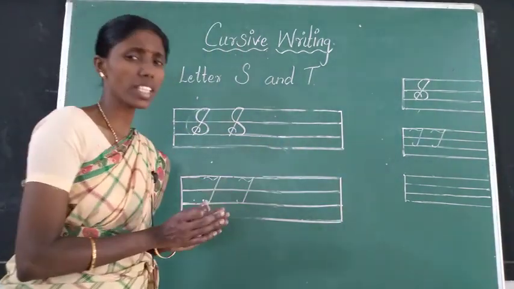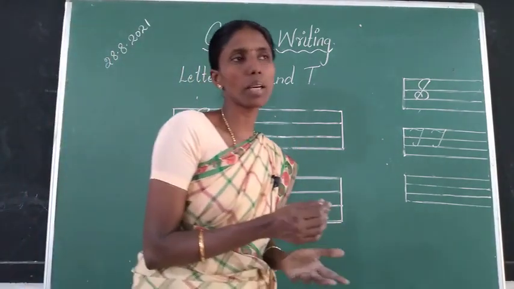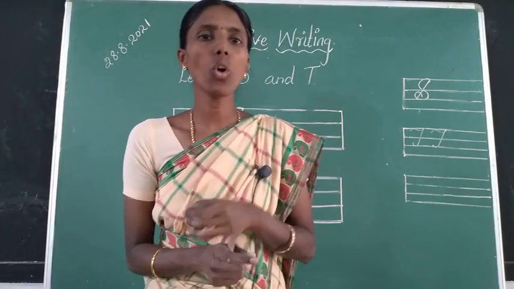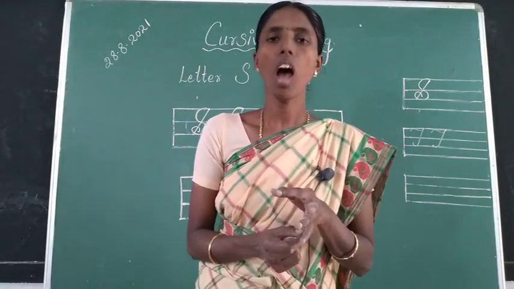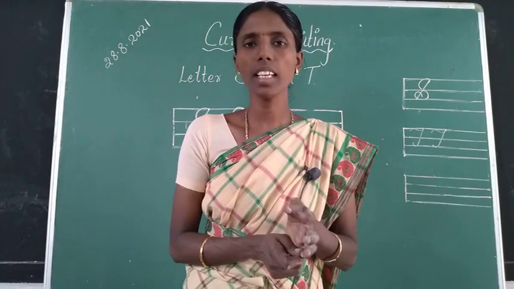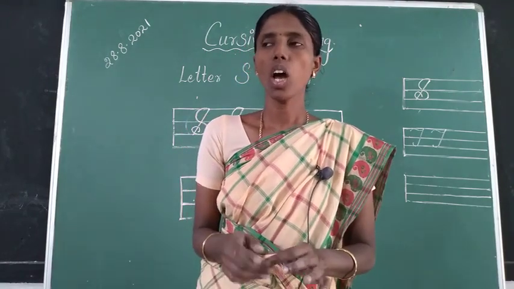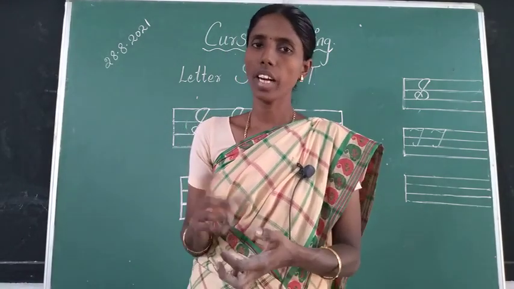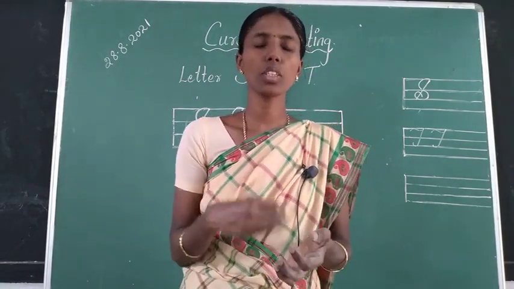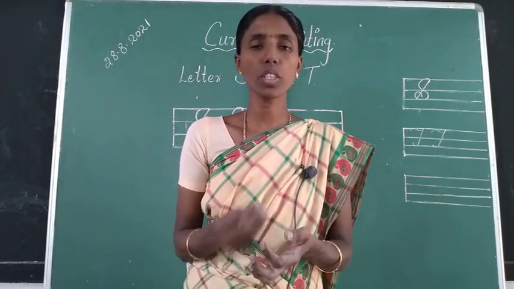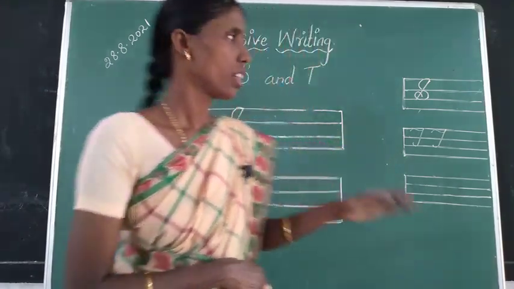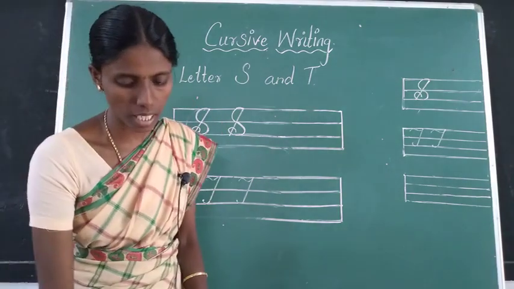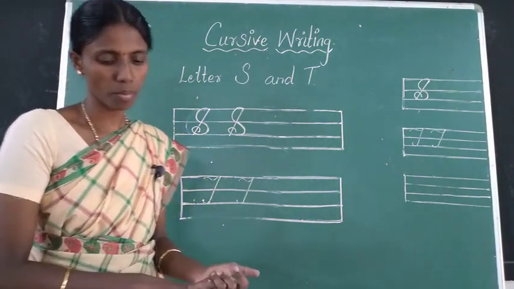Okay. Students, today we learned about how to write capital letter O, P, Q, R, S, T in cursive form. Okay. All of you practice in your 4 lines notebook, or any other kids can practice with your slate. Okay. Once again I tell how to write capital letter O in cursive form.